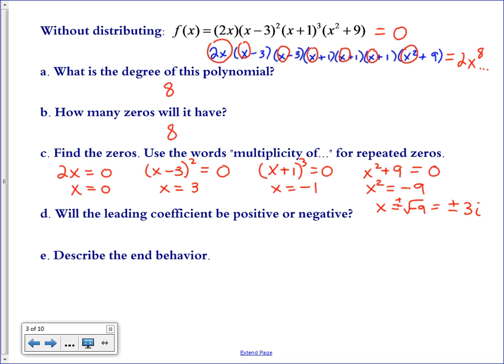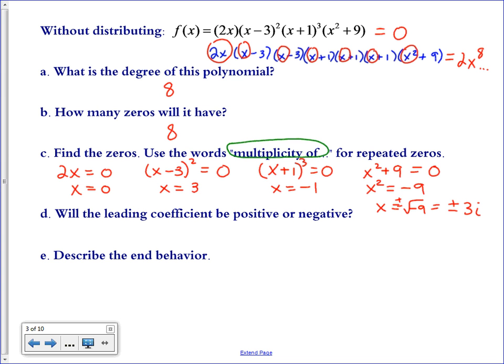If I was to add up or count up how many solutions I just got, I only got 1, 2, 3, and then the plus or minus counts as 2 different answers. So 1, 2, 3, 4, 5 solutions. And that's why it says here, use the words multiplicity of for any repeated zeros.